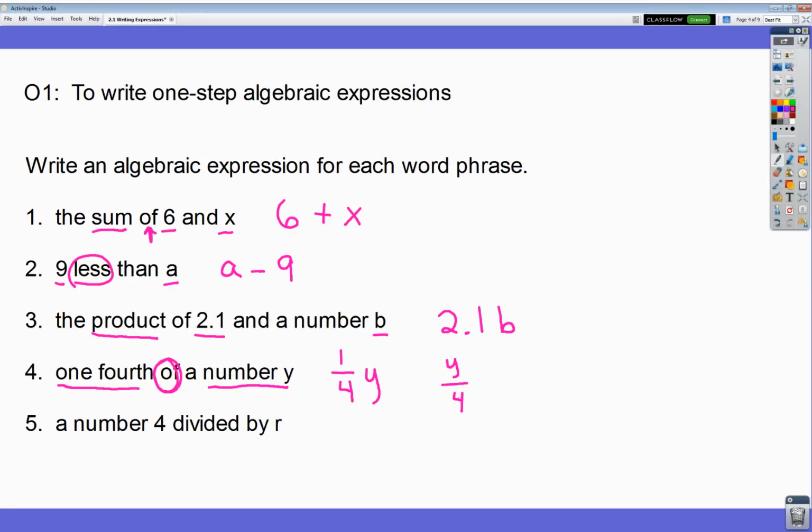We're going to take some number y and divide it by 4, and that will give us 1/4 of that number y. Number 5 is a number 4 divided by r. So this one's pretty straightforward. It tells us that we're going to divide. We're going to take the number 4 and we're going to divide it by r. A better way to write this is using the fraction bar, which also means division. 4 divided by r.